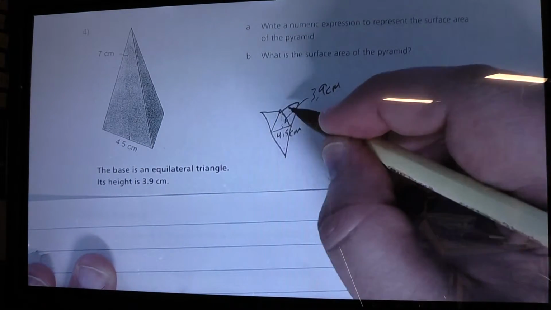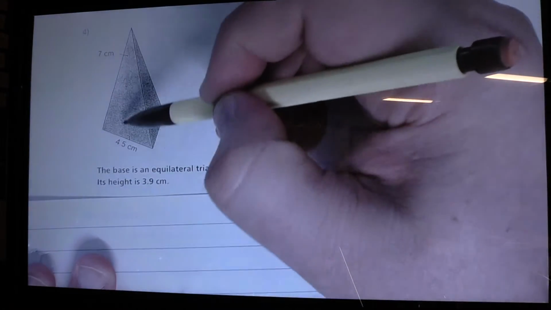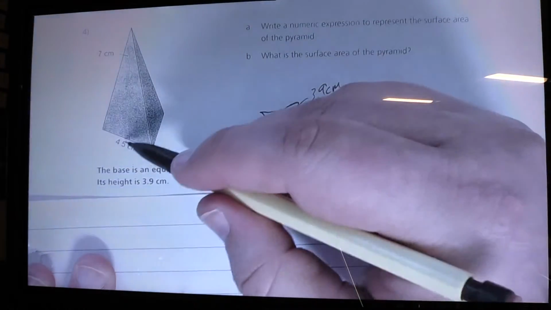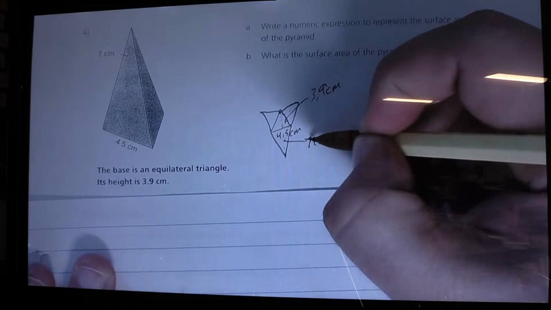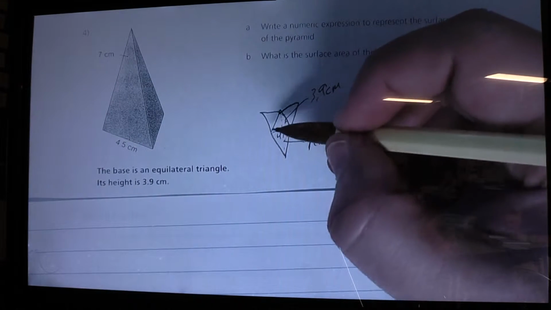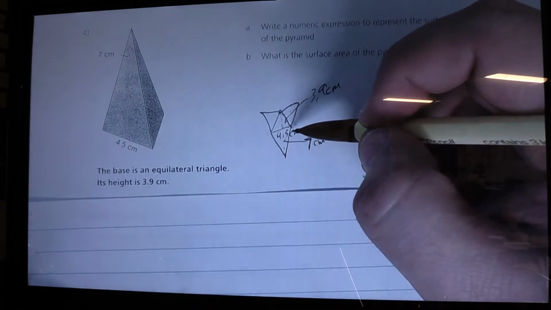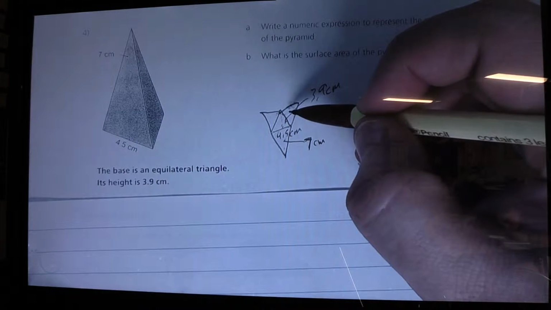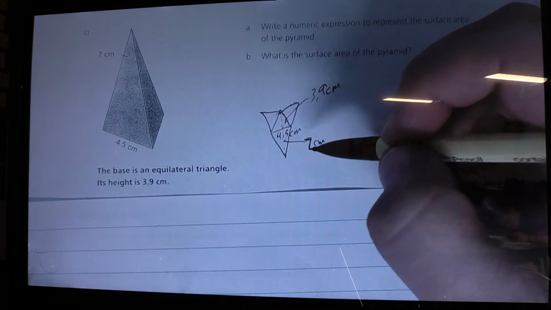Now, the height of each of these triangular sides, you can't really tell if this is not a good copy, but there's a line here that shows us that the height is 7 centimeters. So the base is 4.5 centimeters, and the height is 7 centimeters. And because the base is an equilateral triangle, the base for all the triangles that make up the sides are going to be 4.5 centimeters. And the heights of these other two triangles are going to be just like this one, 7 centimeters.